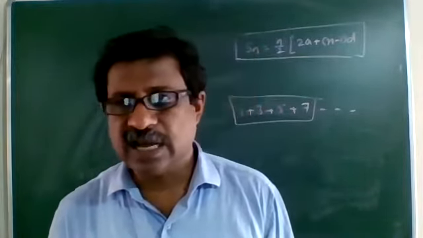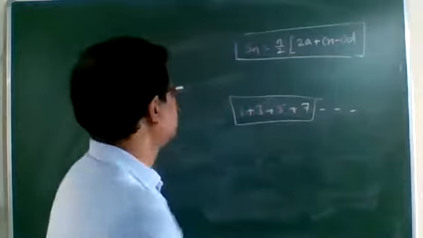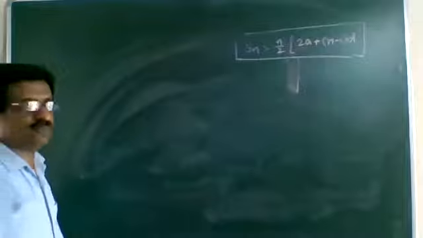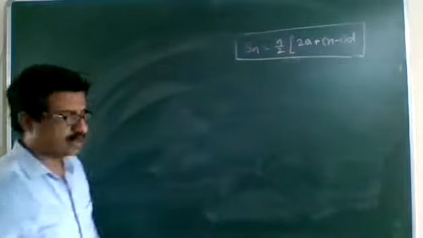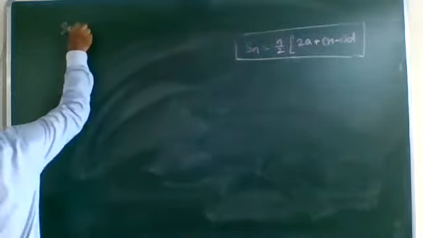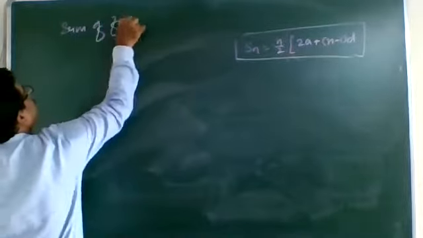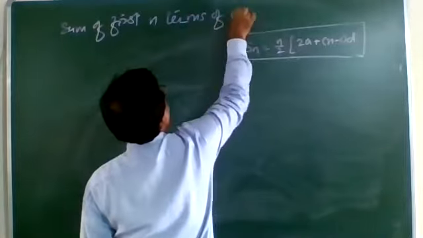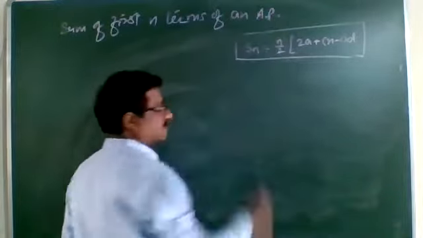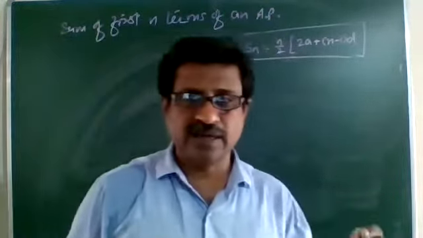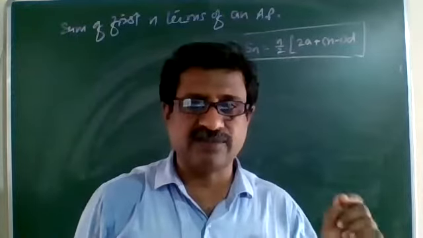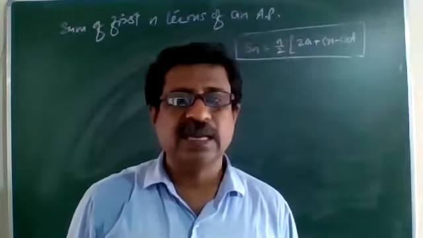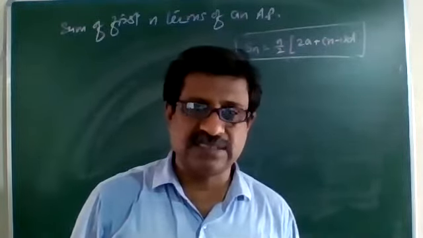We consider an AP. We are doing the derivation, how we got this formula. Application we'll do later on. Sum of first n terms of an AP. We are trying to find out the formula for sum of n terms of an AP whose first term we consider as a and the common difference we consider as d.